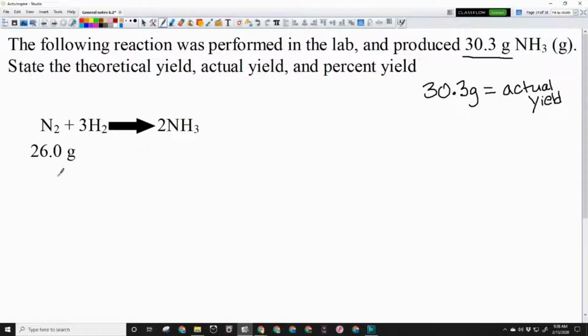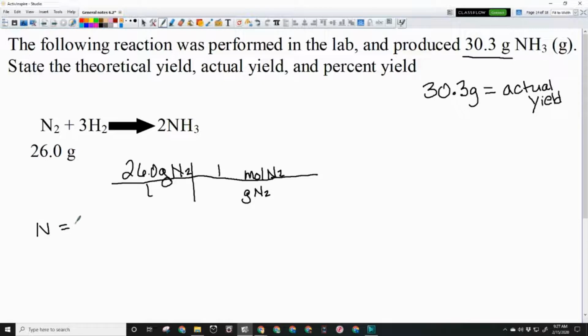So here we have 26.0 grams of nitrogen, and this is N2. And remember, we want to convert this to moles. So we want to get rid of grams of nitrogen and convert it to moles of nitrogen, N2. So 1 mole of nitrogen is, well, we have 2 moles of it times 14.01. So that's going to be 28.02.